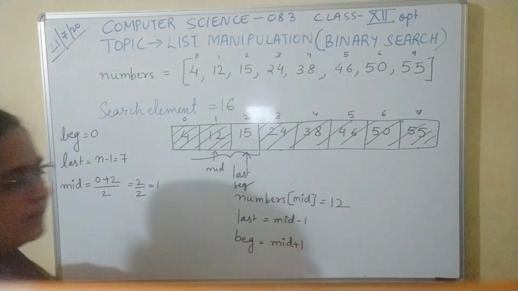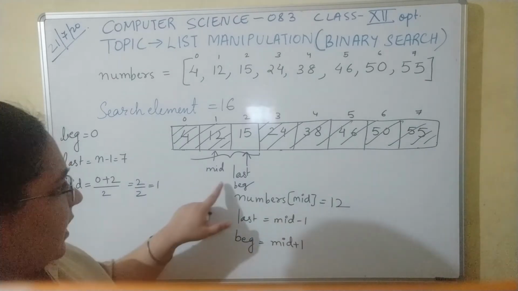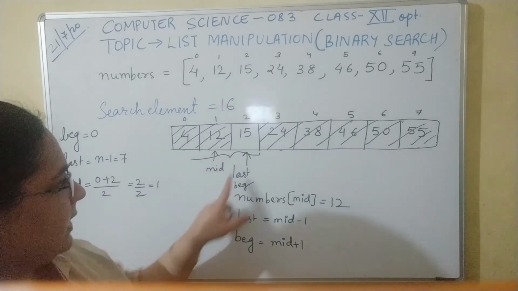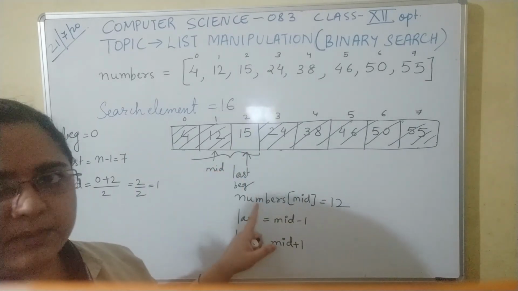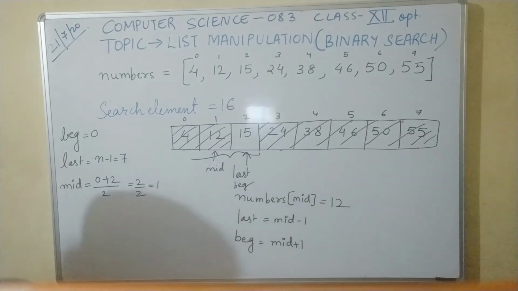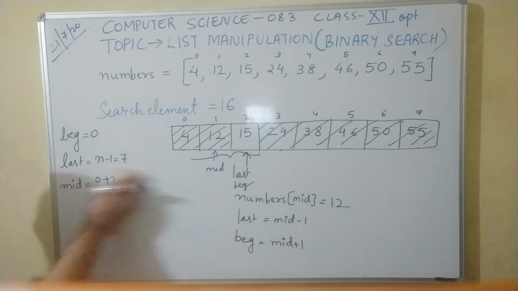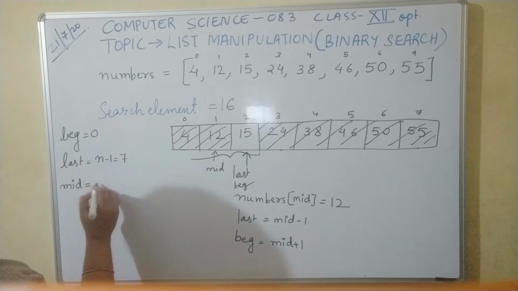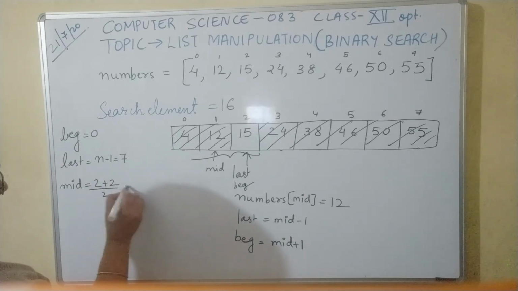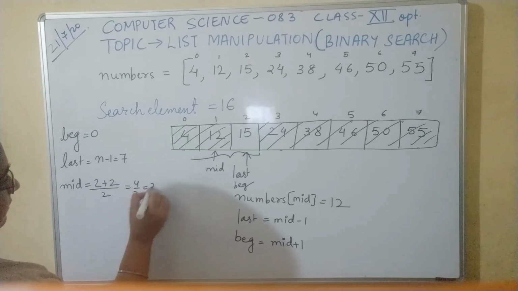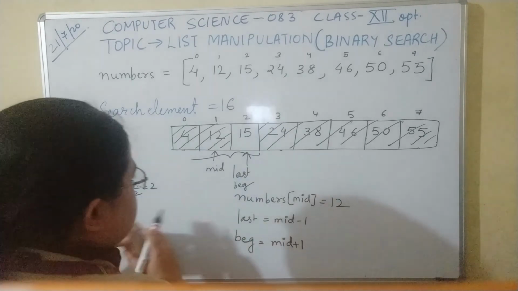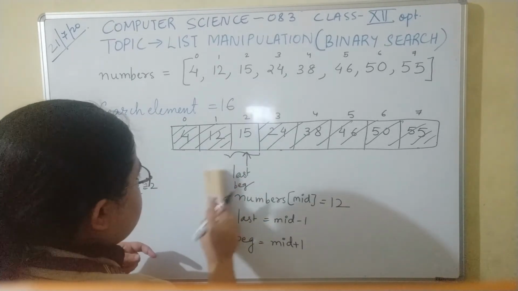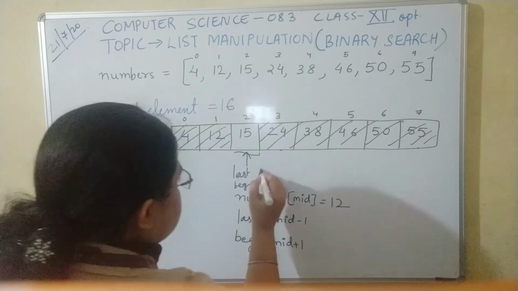So this is beg over here. And now beg and last, they both are the same, that is one element only. Again we will calculate mid. That is 2 plus 2, because they both are the same, which is again 2. So this element is beg, this element is last, and this is also mid.